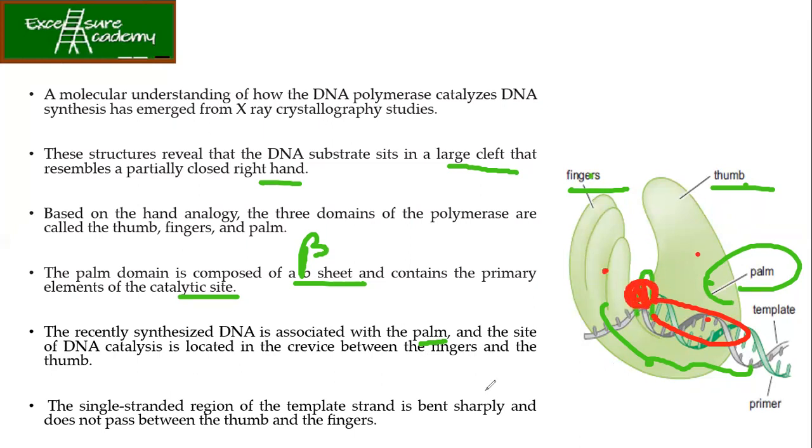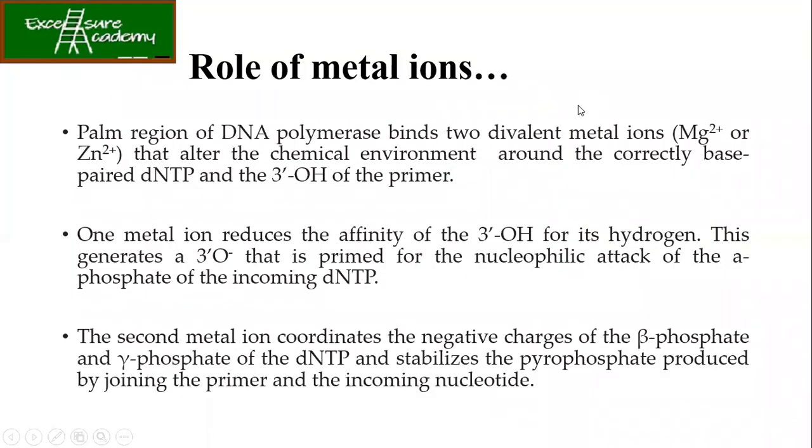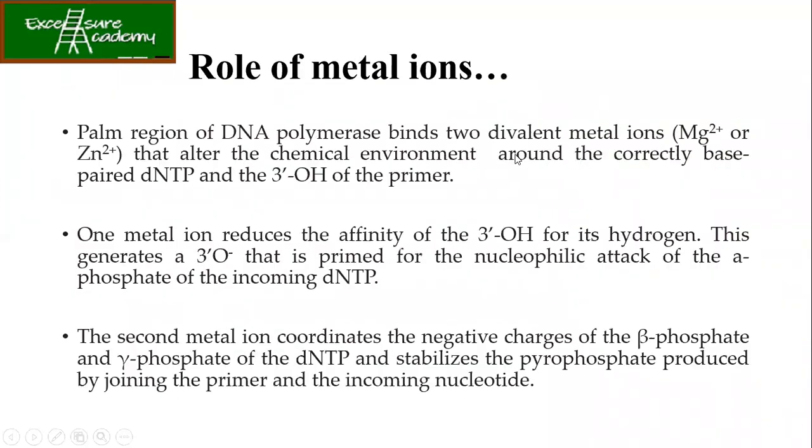So the single stranded region of the template strand is bent sharply and does not pass between the thumb and the fingers. So as we keep on going in this lecture, we'll be able to understand more. Now guys, this is also very important, the role of the metal ions. Okay, it is very important and you need to remember also. So what metal ions are we talking about over here?